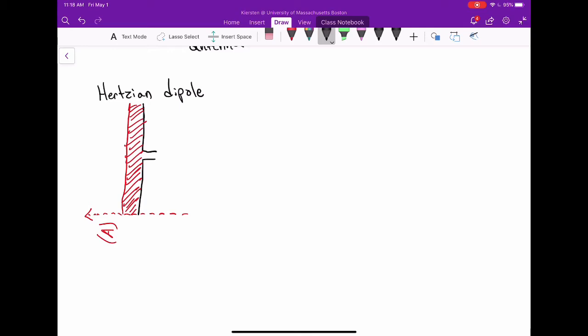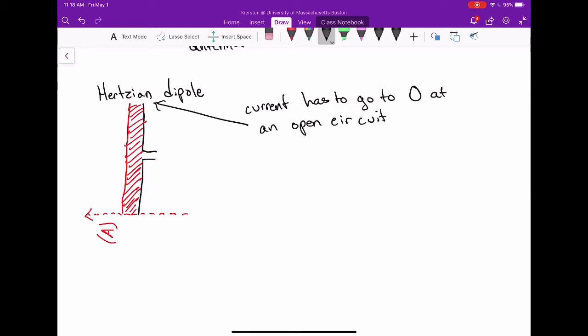The reason for that is current has to go to 0 at an open circuit. And the ends of the antenna are definitely open circuits, so the current has to go to 0 at the ends of the antenna. There's nowhere else for the charges to go. We can't have charge building up there because we're talking about steady state time harmonic operation. So if this is going to be a time harmonic situation, the current has to go to 0 at the end.